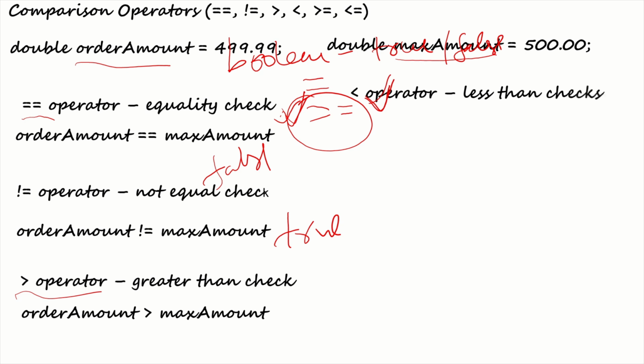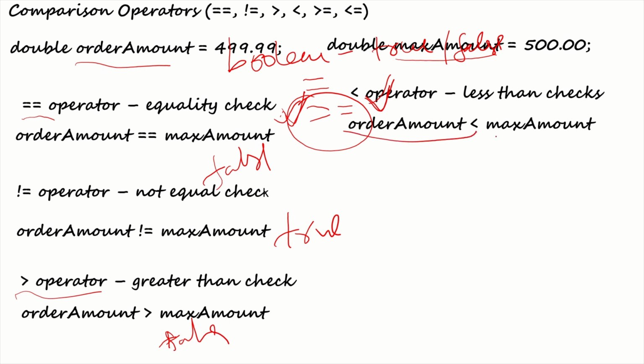What if I want to check my order amount is less than my maximum amount? I'll use the less than operator. So which is nothing but order amount less than. So in this case, see here it is not greater than, so we get false here. Whereas 499 is less than 500, so we get true here.